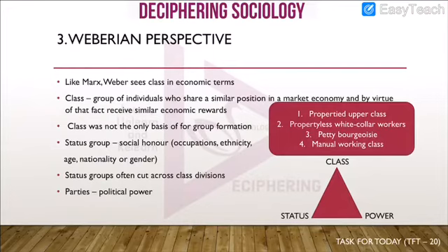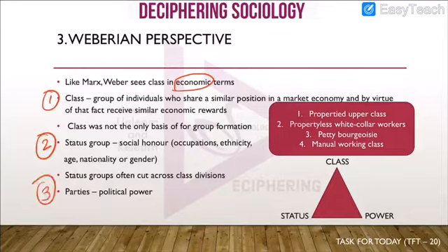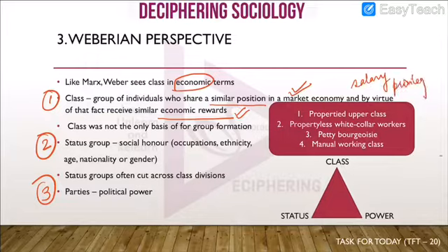The next one is the Weberian perspective, Max Weber. Like Marx, Weber also sees class in economic terms. Weber gives three types of classification. First one is class, second one is status group, third one is parties. According to him, class is a group of individuals which shares a similar position in the market economy. That means in economic terms it is higher placed in society, and that higher class receives a higher economic reward. Higher economic reward may be in the form of salary or other privileges in society, which will be economic.